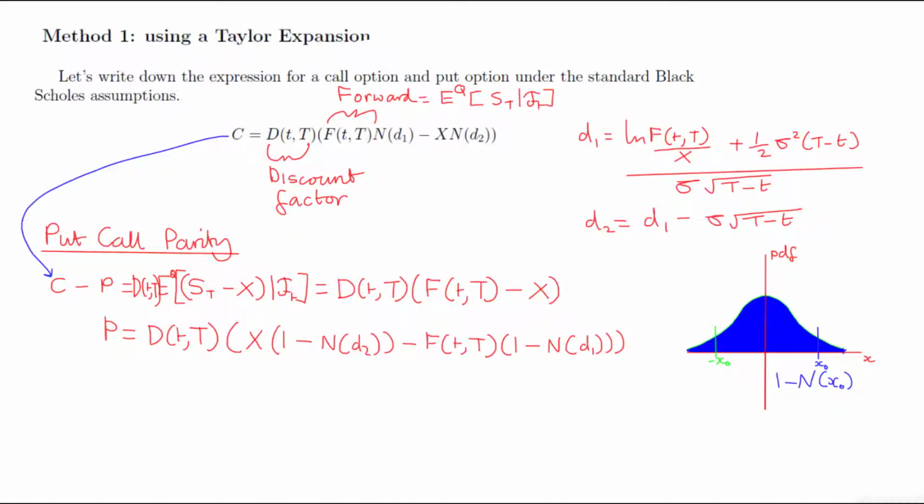So we can write 1 minus N of x0 equals N of minus x0. Substituting this in to our formula for a put option gives the following.